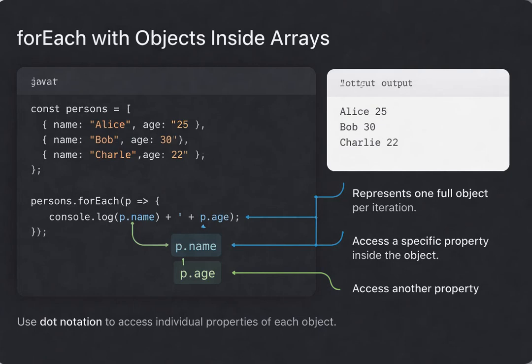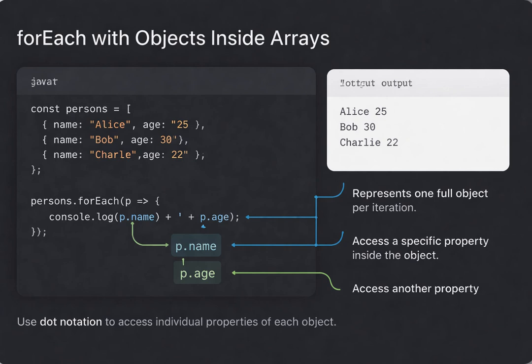Now let's apply for each to an array of objects, which is extremely common in real projects. Here we have a persons array, where each item is an object with a name and an age. When we loop through this array with for each, the variable p represents one full object on each iteration. So on the first pass, p is the Alice object. On the second pass, it's the Bob object, and so on.